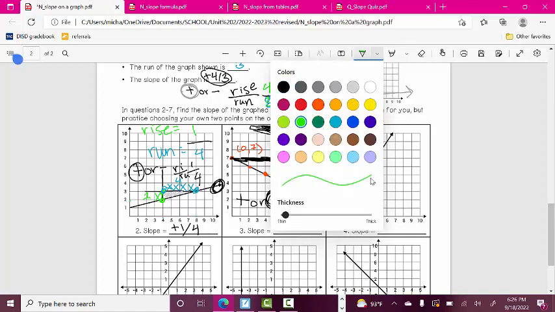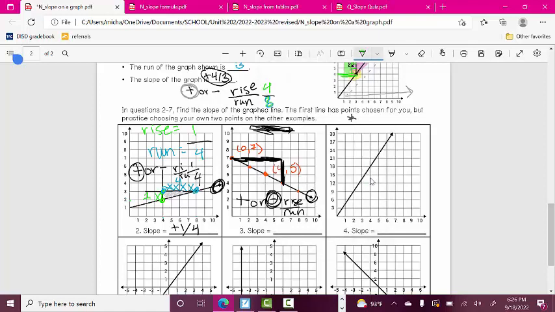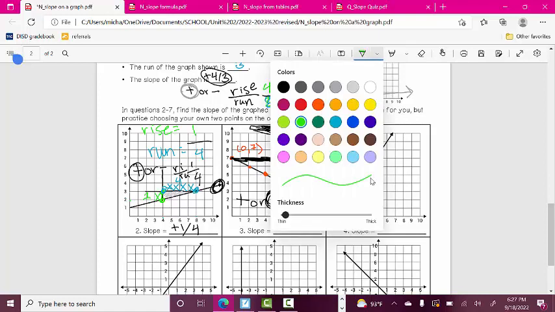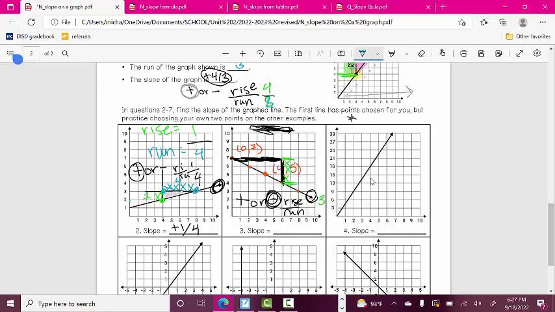Now the rise is the edge of the right triangle that's going up and down, so that's this piece right here. That's 1, 2, 3. I was going from here to here, which is just 3. So the rise is 3, and now I'm looking for the run. That's going side to side. That's from here to here. That is 1, 2, 3, 4, 5, 6. The run is 6. So we've got negative 3 over 6.